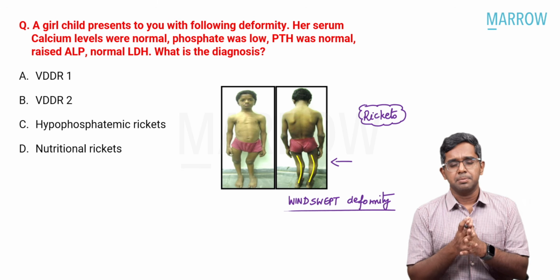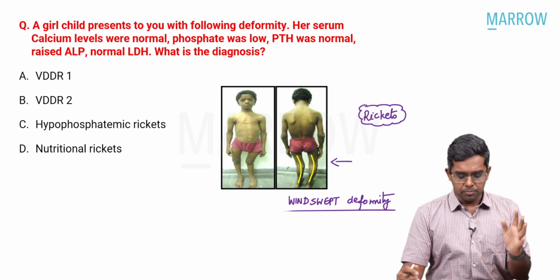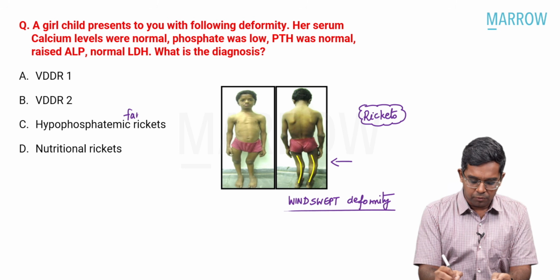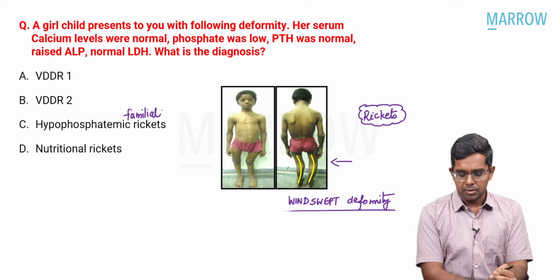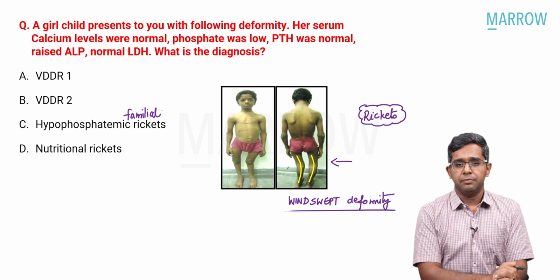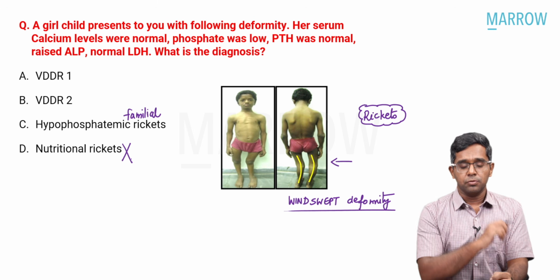VDDR is nothing but an expansion for vitamin D dependent rickets, type 1 and type 2. Third option is hypophosphatemic rickets, also called familial hypophosphatemic rickets. And the fourth option is nutritional rickets, which is a typical vitamin D deficiency rickets. First of all, let us see, is it nutritional rickets or the typical vitamin D deficiency? It is very unlikely or not the answer for the question because of 2 reasons.